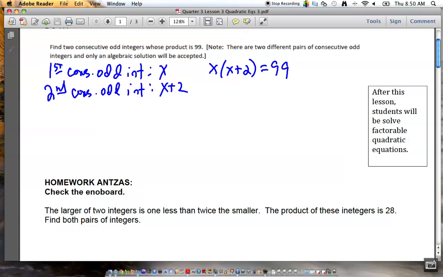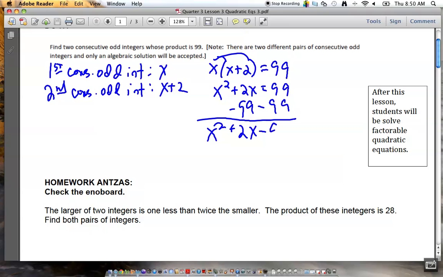I think it's pretty obvious that the first step is to distribute the x, right? So there you go. I'm going to get x squared plus 2x equals 99. Now, at this point, this looks like the last couple days' Do Its and Ours. You should be very comfortable. The only new thing we're doing today is everything prior to this. What's my first step in solving this quadratic equation? Get the 99 on the other side. Very good. So I minus 99 from both sides. That gives me x squared plus 2x minus 99 equals 0.